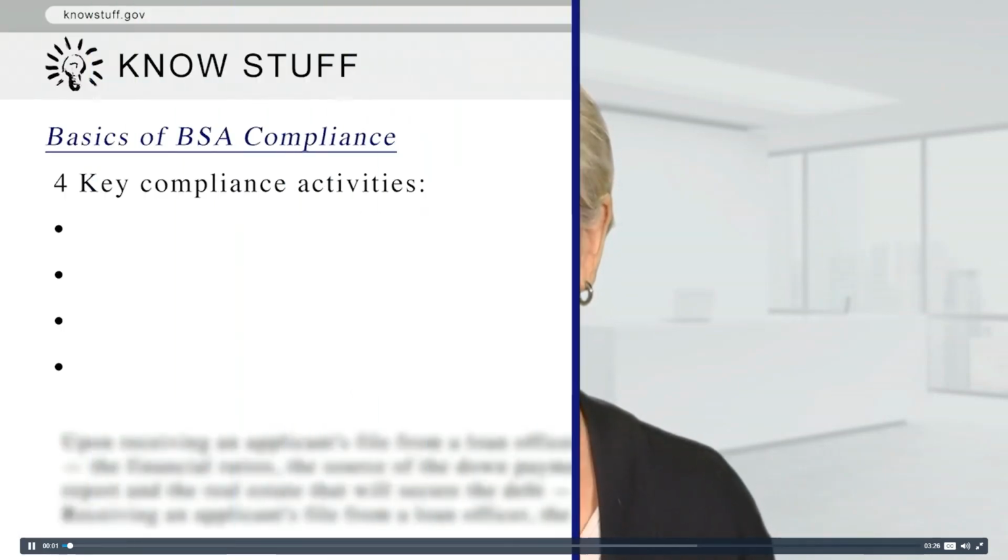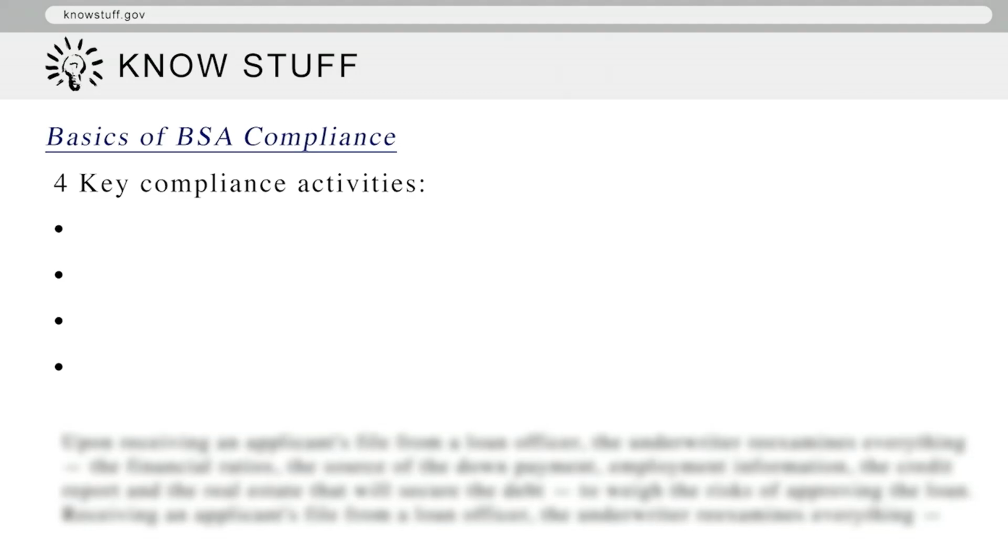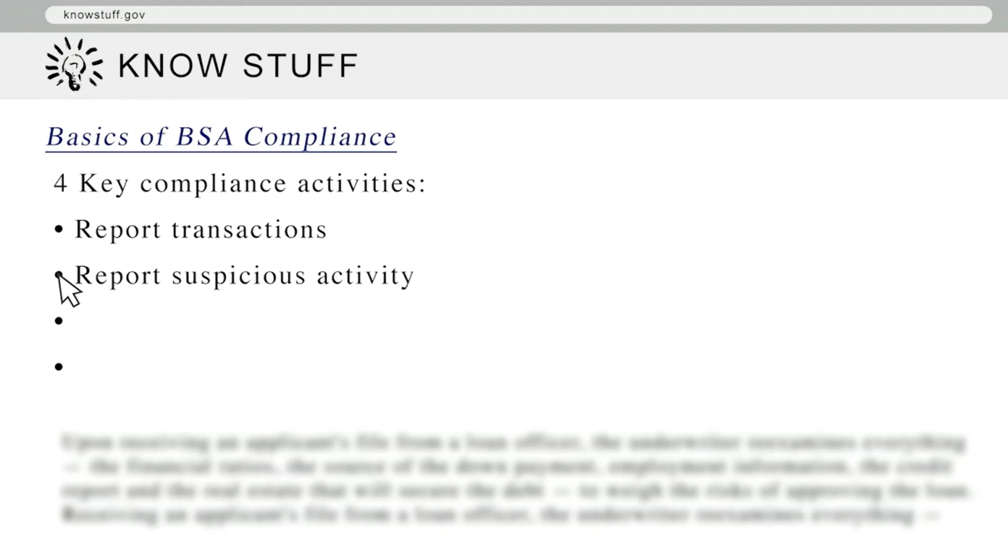Summarize Lesson 1. Basics of BSA compliance. You're required to carry out 4 key compliance activities to support anti-money laundering efforts. Report currency transactions, single or a series, totaling more than $10,000 in a single day. Report suspicious activity. Keep records of financial instrument purchases with $3,000 to $10,000 inclusive in currency. Comply with rules for designating customers as exempt from BSA currency transaction reporting requirements.